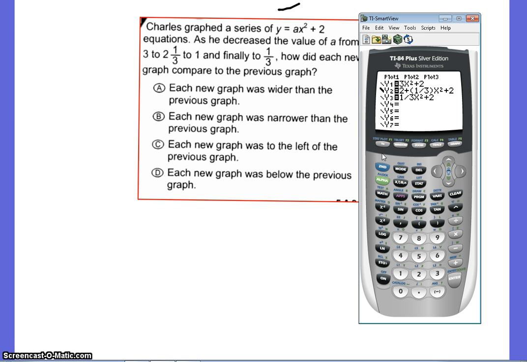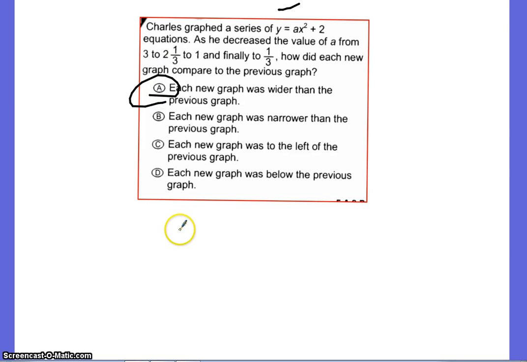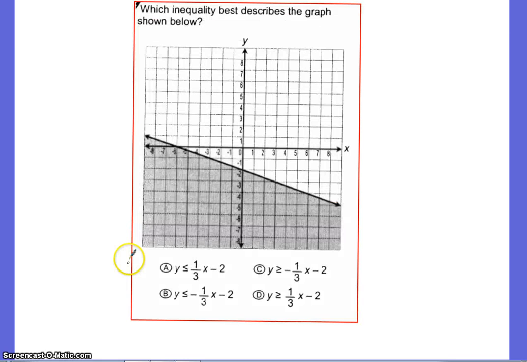And I'm thinking that if I watch that, what happened to each graph? Did it get wider? Did it get narrow? Did it go left? Or did it go down? Well, each one's a little bit wider. So remember that when you're looking at the number in front of x squared, the smaller it is, the wider the graph is. We learned that.